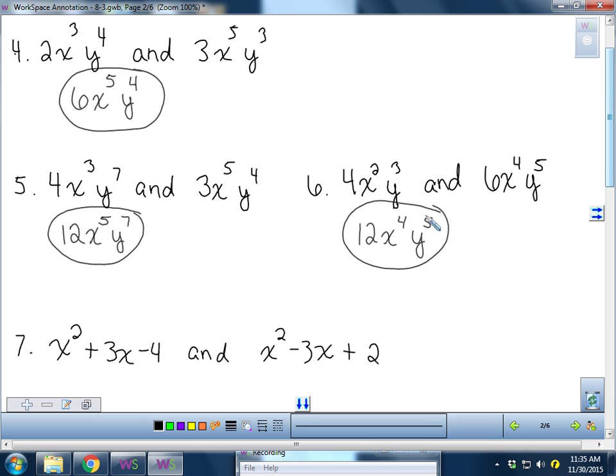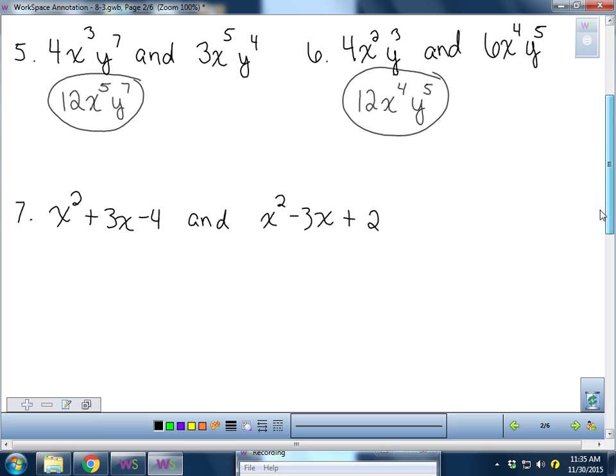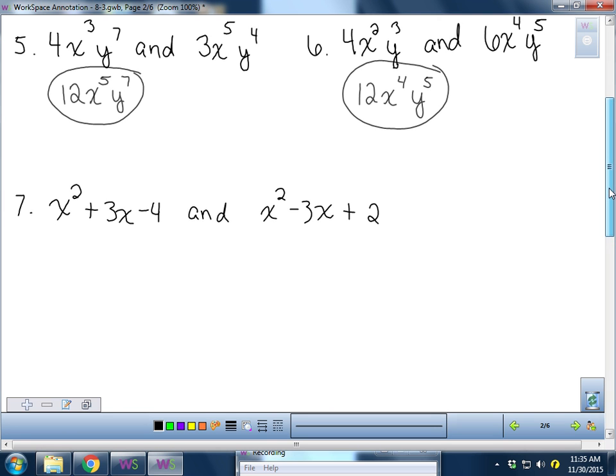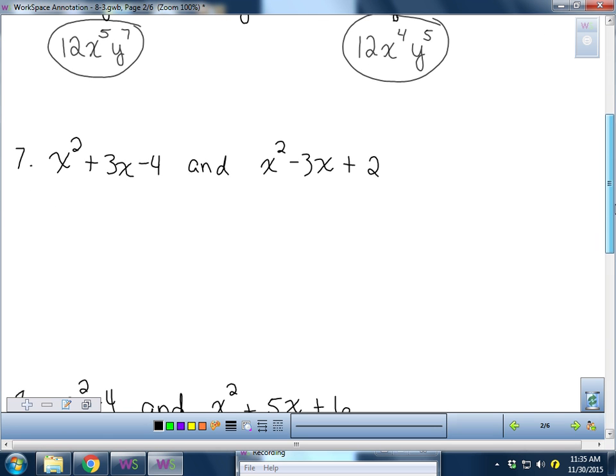Now we're going to talk about trinomials and their least common multiple. Alright, so you've already done things like this in previous courses. This is something that's kind of new to you. We have not done least common multiples of trinomials. So the thing is that you want to factor each of them.